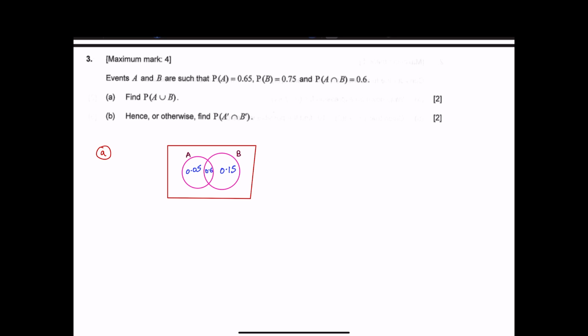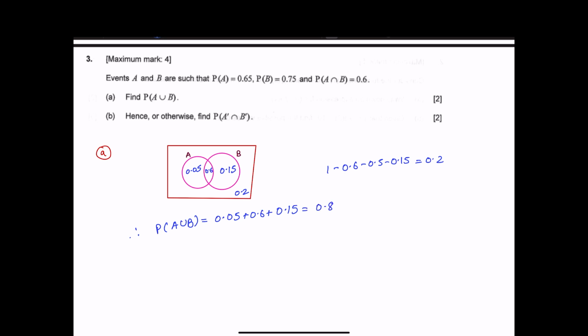Now if I want to solve for the part outside A and B, it will be 1 minus 0.6 minus 0.05 minus 0.15, which becomes 0.2. This is the part outside. So to find P of A union B, we have to add up all the probabilities inside these two circles, right? All the probabilities inside. It will be 0.05 plus 0.6 plus 0.15, which is 0.8.